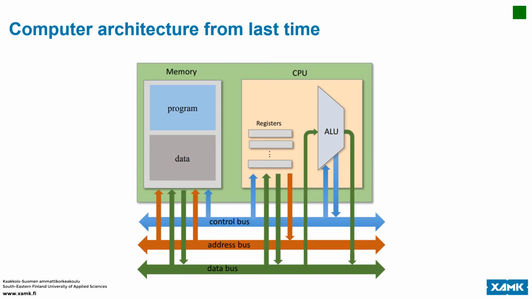Of course, moving program code from the computer's memory to the CPU and the ALU, arithmetic logic unit, requires quite a lot of scaffolding. That is what all the different buses in this picture are for. So the control buses, address buses, and data buses.